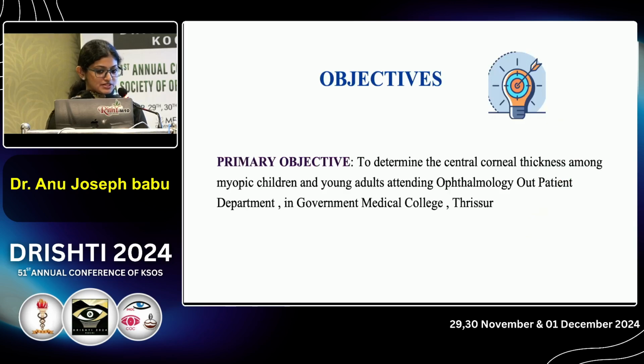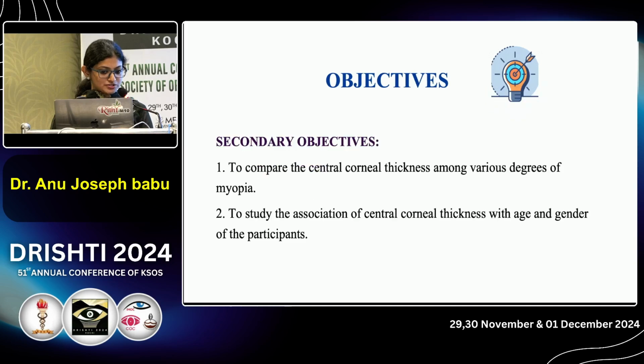The primary objective was to determine the central corneal thickness among myopic children and young adults attending the ophthalmology OPD in Government Medical College, Thrissur. The secondary objective was to compare the central corneal thickness among various degrees of myopia and to study the association of CCT with the age and gender of the participants.